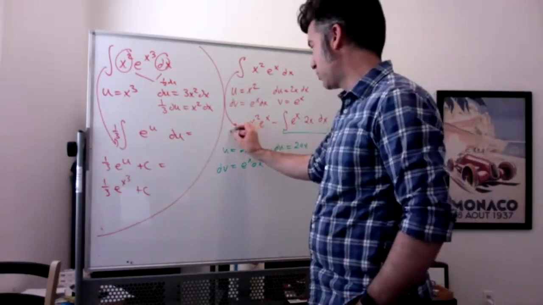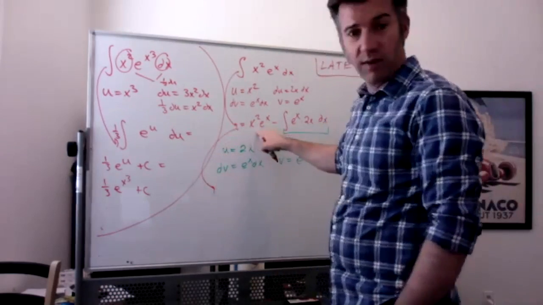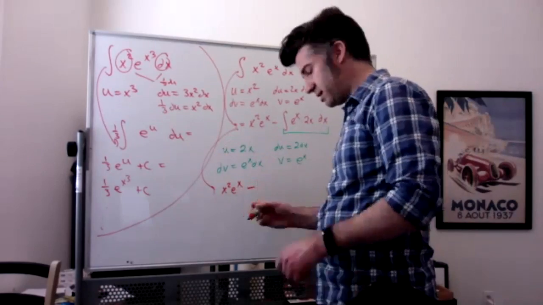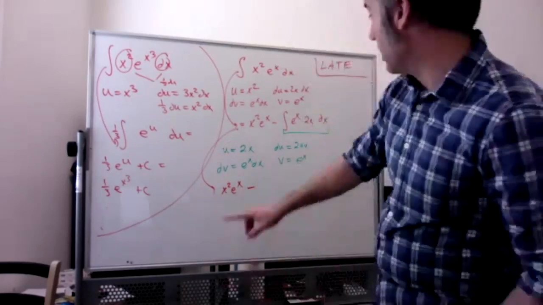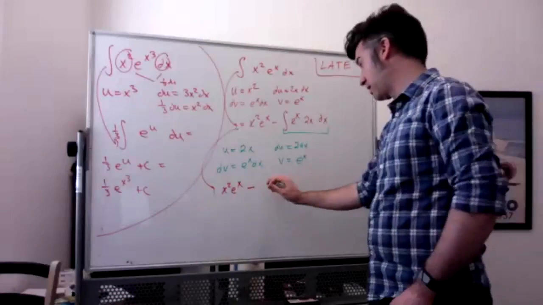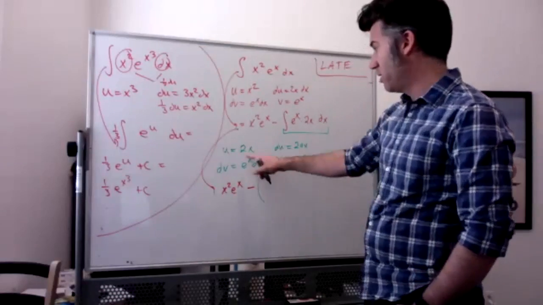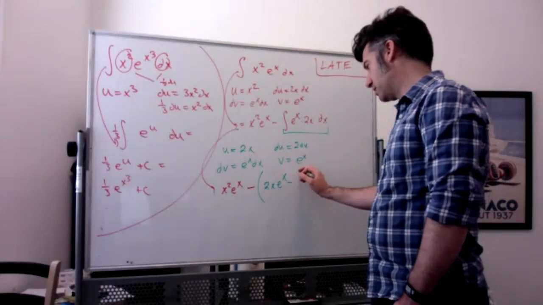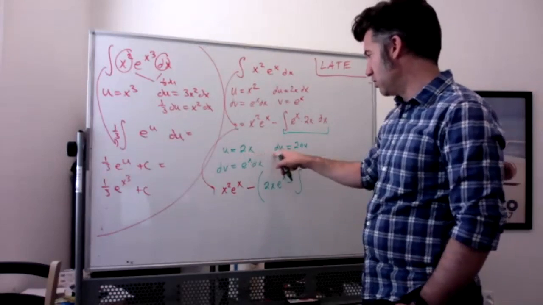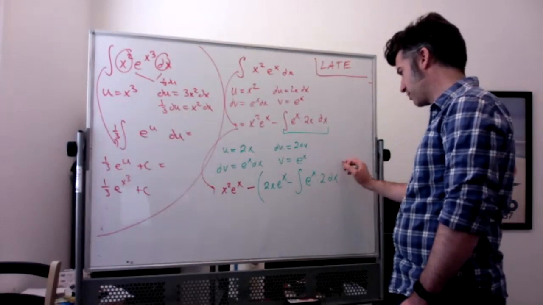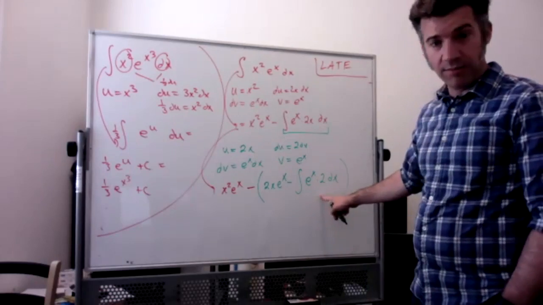rewriting what this is equal to, we still have this x squared e to the x up front, minus, and then the integral of this is going to be all of the ultraviolet supervoodoo. So it's going to be minus, in parentheses, all of u times v, minus the integral of v du. So e to the x times 2 dx. Great, we know how to integrate that.